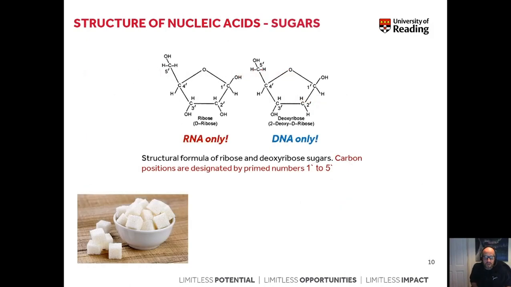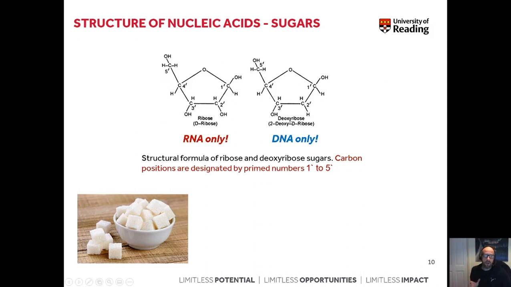Regarding the sugars within the nucleic acids, there are differences between RNA and DNA. Because in the DNA, the sugar is deoxyribose. In contrast, in RNA, the sugar is ribose. And the main difference here is basically this carbon atom and the functional group attached to it. In deoxyribose, this is an H, and there is a hydroxyl group in the ribose.